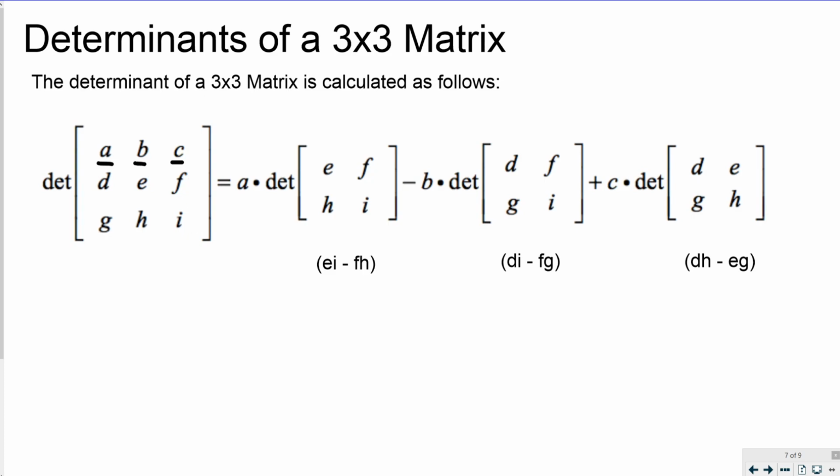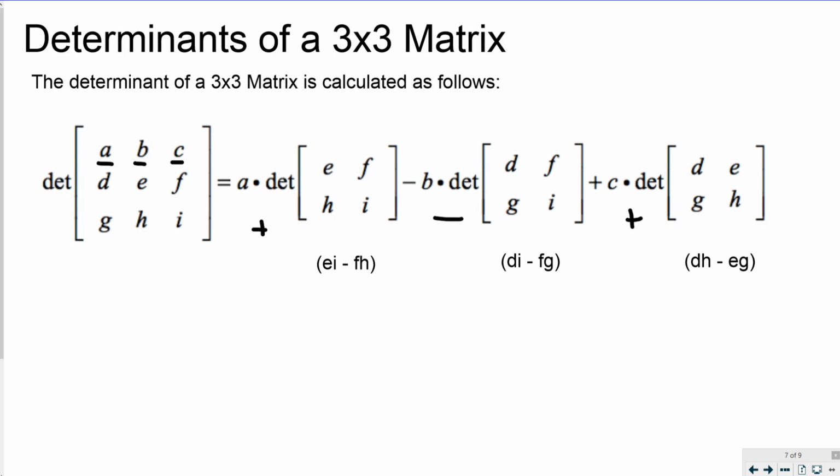And then for the determinant of C, I would use these two rows here, and I would find the determinant of that 2 by 2 matrix. Remembering that with each one of these, the pattern goes plus, minus, and plus. So that's the formula for finding the determinant of a 3 by 3 matrix.